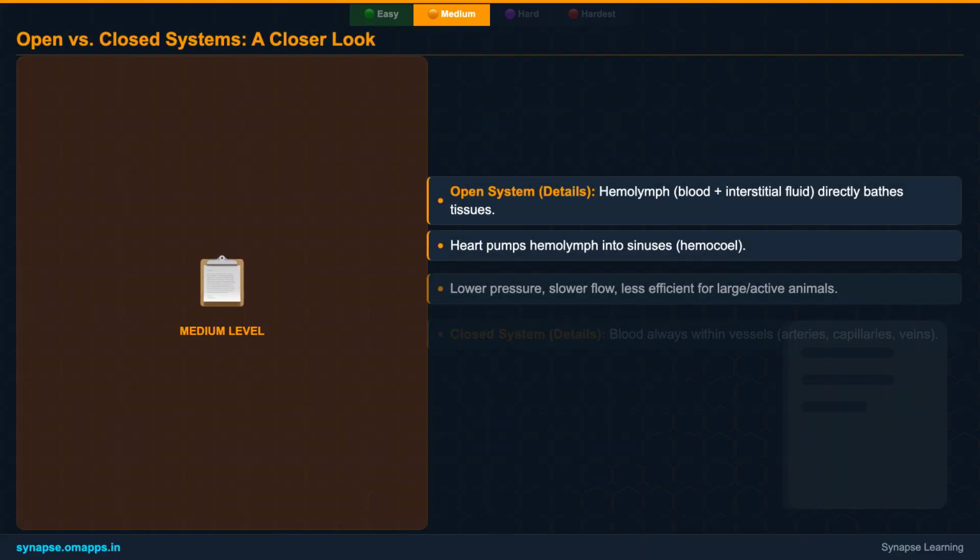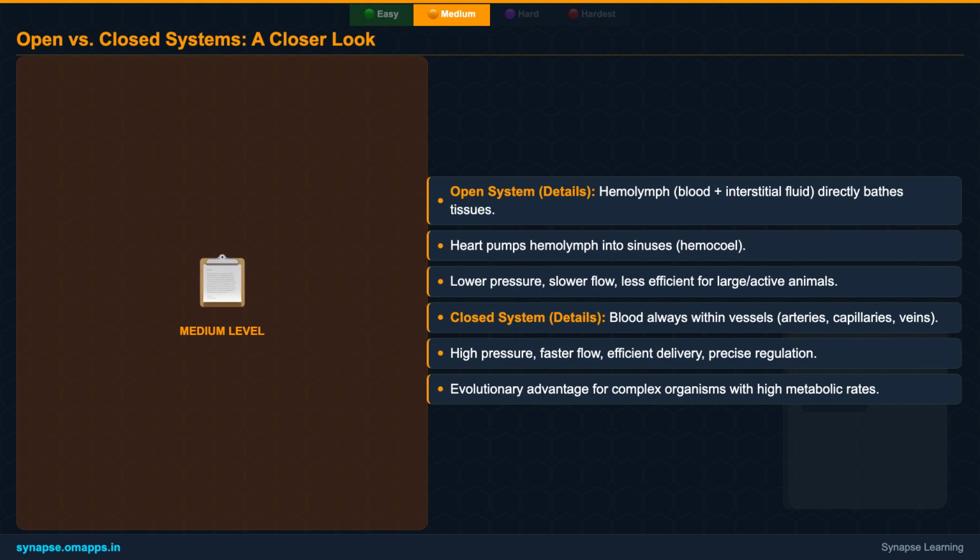Let's dive deeper into the open circulatory system. Here, the circulatory fluid isn't strictly blood, it's called hemolymph, a mixture of blood and interstitial fluid. A simple heart pumps this hemolymph into open cavities, or sinuses, known as the hemocoel. Within these sinuses, the hemolymph directly bathes the body's organs and tissues, facilitating the exchange of nutrients and waste. This system is generally less efficient, characterized by lower blood pressure and slower circulation, making it more suited for smaller, less active organisms. It also offers less precise control over where the hemolymph flows.